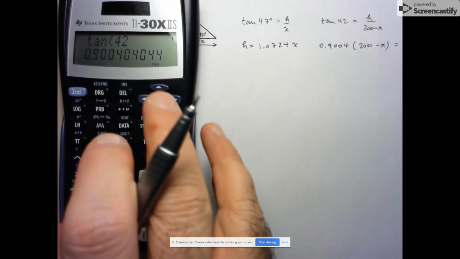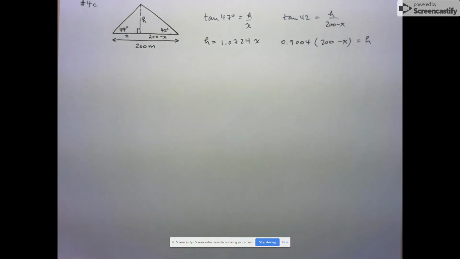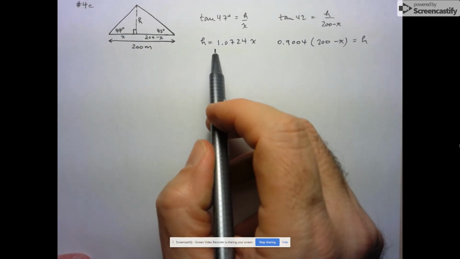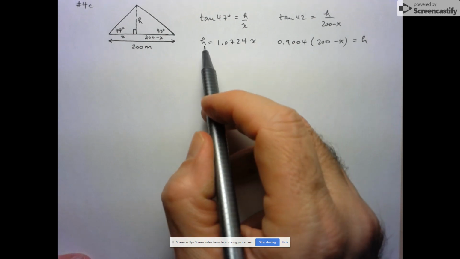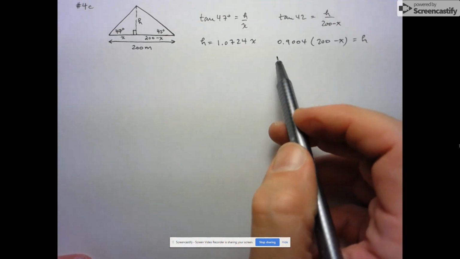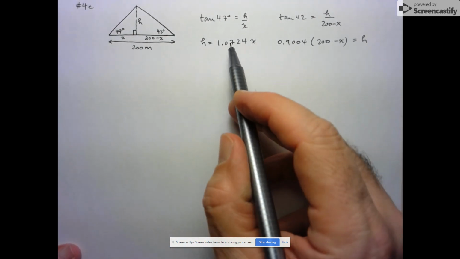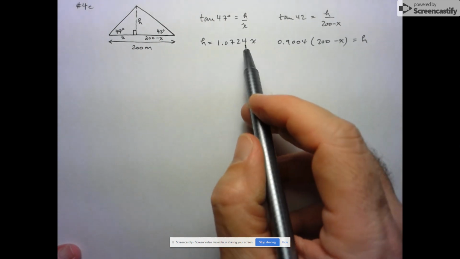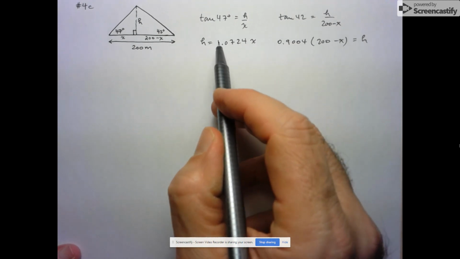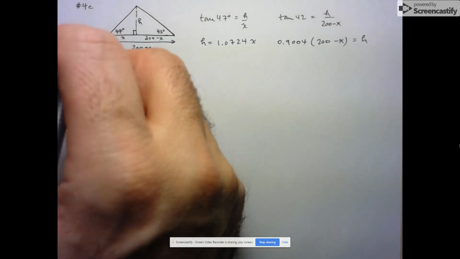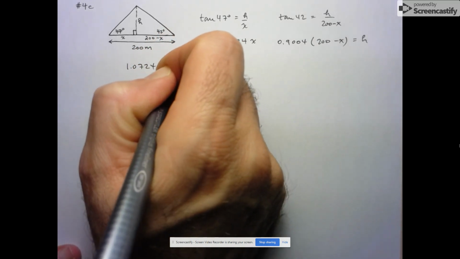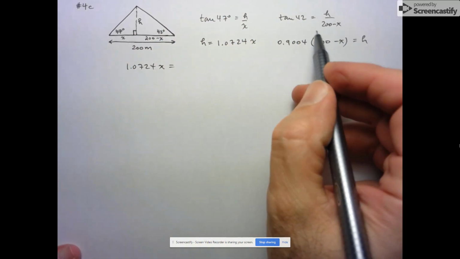Okay, and so now I can solve this system. Since I've isolated h, well, I know that I can just substitute this h here for this whole expression that I've got. Okay, or the other way around. Replace this h with that expression there. Okay, so let's do that here. So we've got 1.0724x is going to equal this expression.